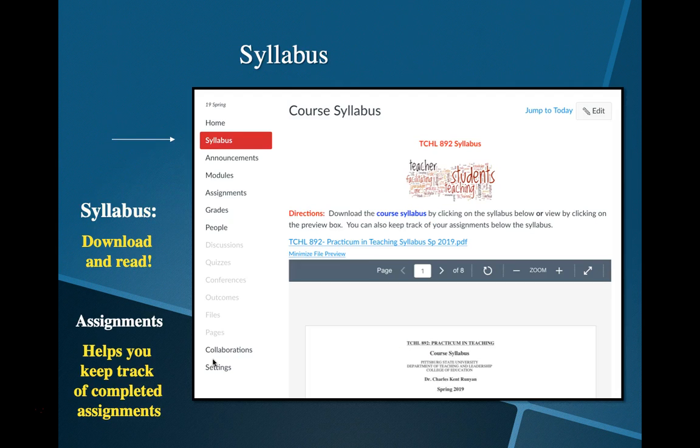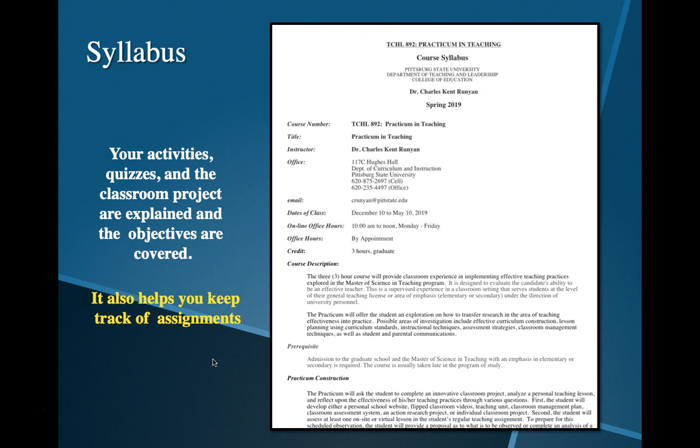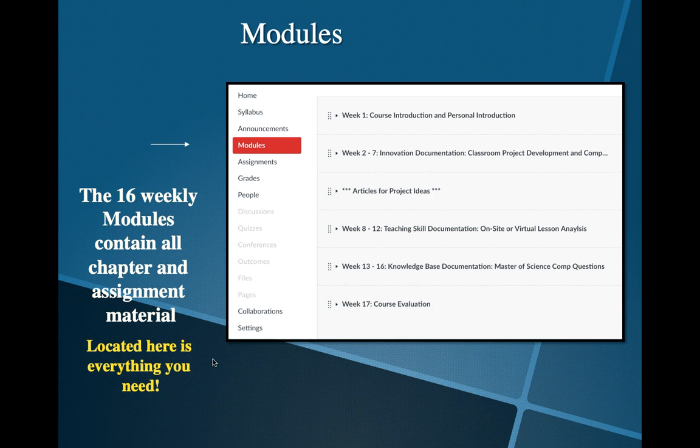The syllabus is the second page, and most of you again don't read it, but look it over. This video will explain it too. But the course syllabus lists all the objectives and the rationale for what we do while we're doing it. The syllabus will list your activities and the quizzes, the projects, and most of you won't read it, but it's there for you if you want to look at it.